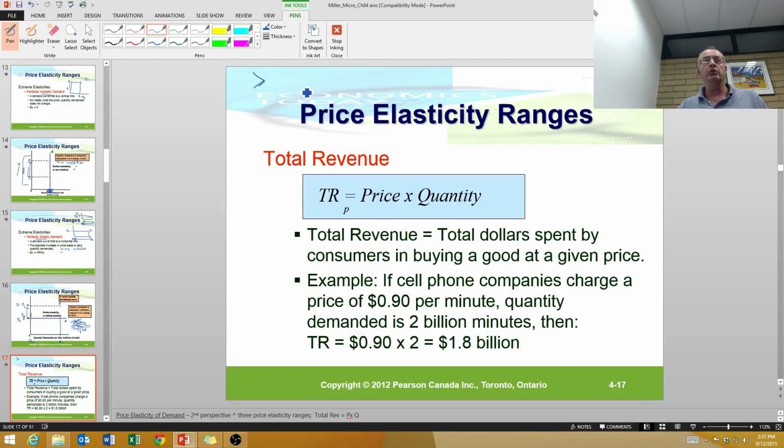Okay, and so what we're going to anticipate here is, because we know we have these different ranges of price elasticity, we have elastic prices, we have inelastic prices, and we have unitary elastic prices, we can expect there to be some corresponding different effects on total revenue changes from prices or price changes. Okay, so in any business, total revenue is simply equal to price times quantity.